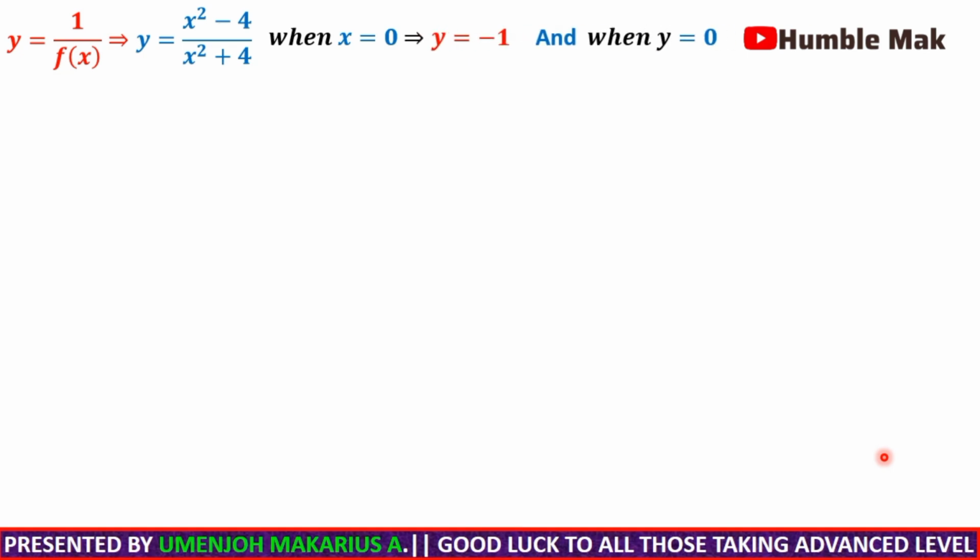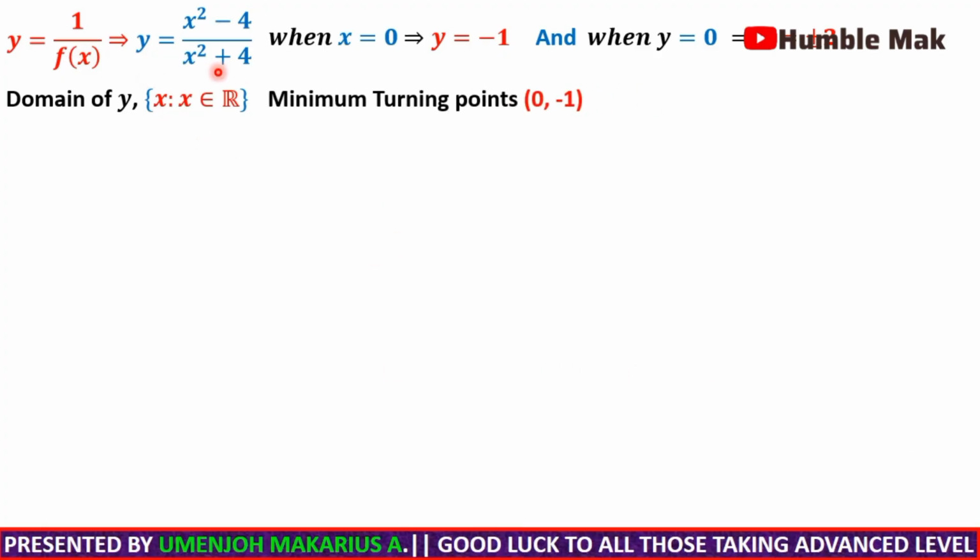We have the graph of y equal to 1 over f of x. So now friends, 1 over f of x means our y now becomes x squared minus 4 over x squared plus 4. Now let's get the intercept. When x becomes 0, our y becomes -1, and when our y becomes 0, our x becomes plus or minus 2. Good. So at this point, friends, the domain of definition now turns out to be what? The set of all real numbers of x.